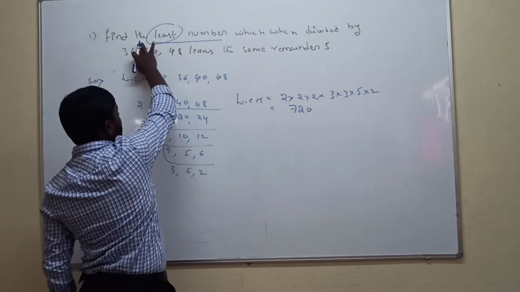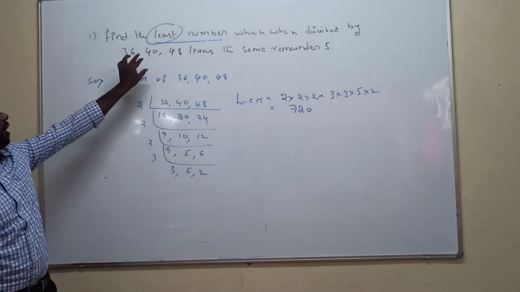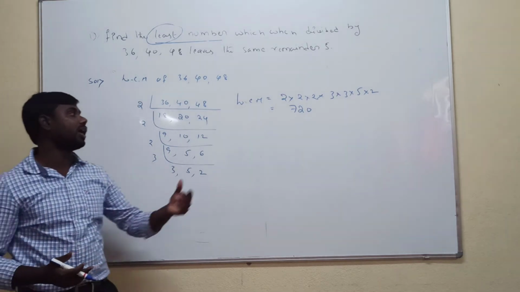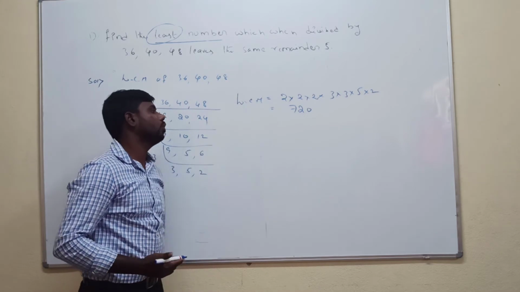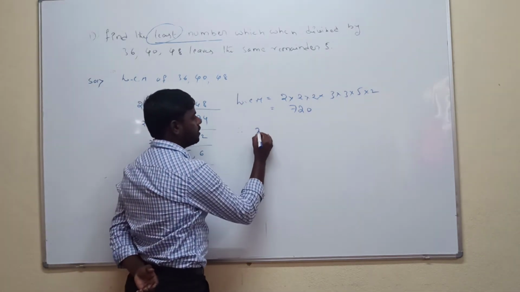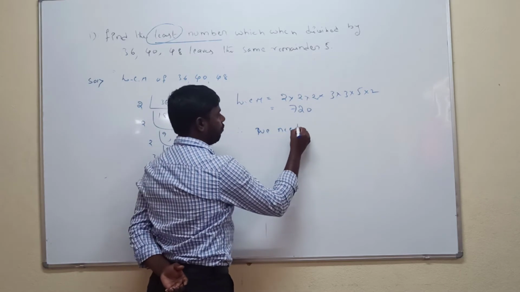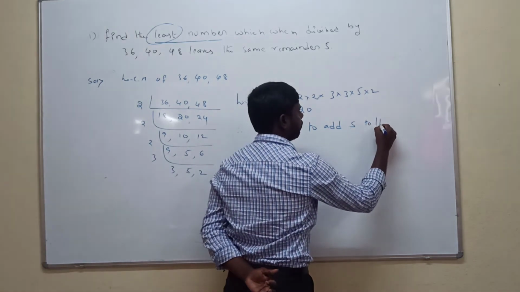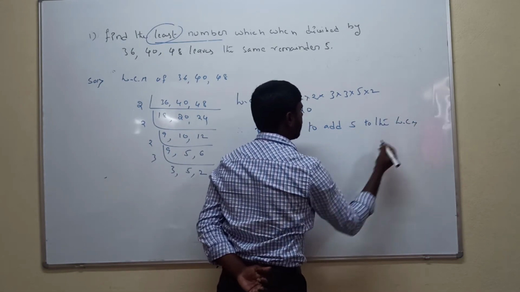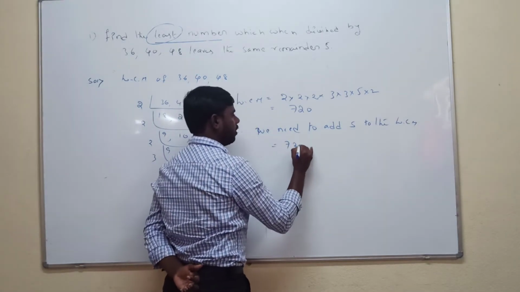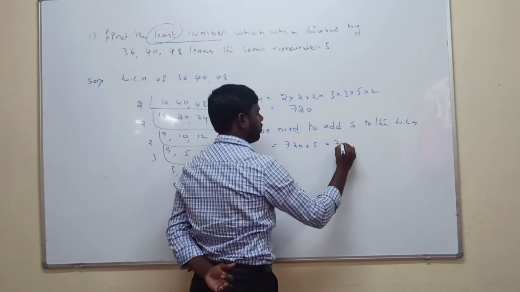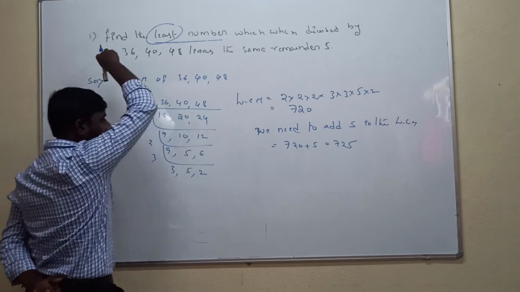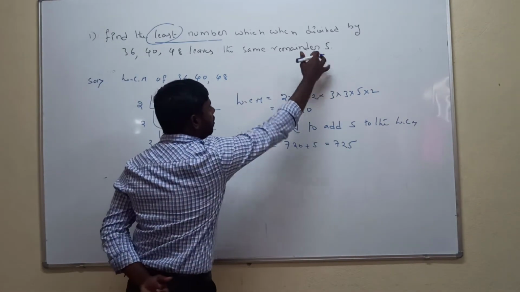What is it asking? Find the least number which when divided by the given numbers leaves the same remainder 5. Leaves the same remainder means, to the LCM value you got, add the 5. So hence we need to add 5 to the LCM. The calculated LCM value is 720, the remainder value is 5. The 720 is the least number. This least number, if divisible by the given numbers, definitely the remainder will be 5.